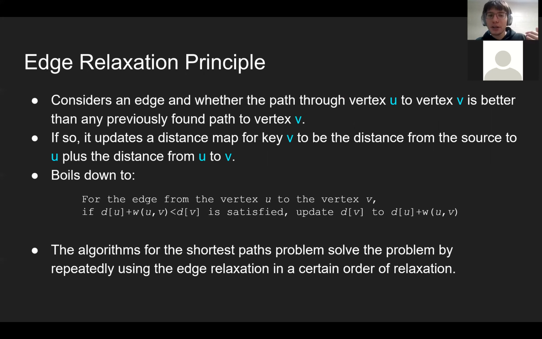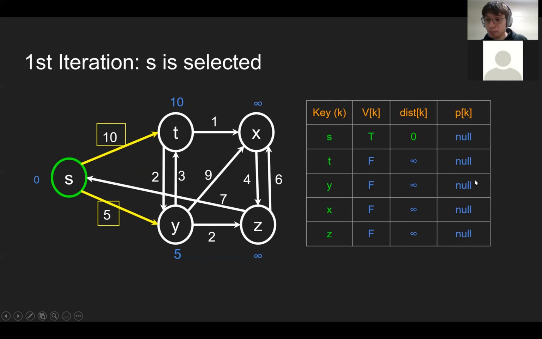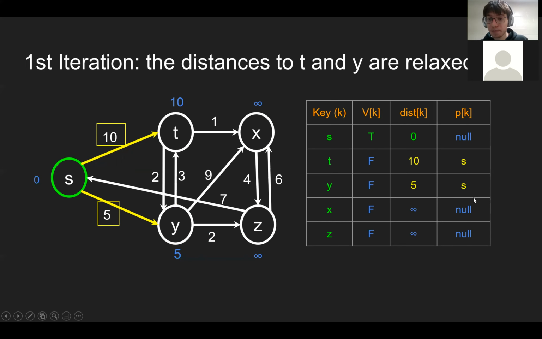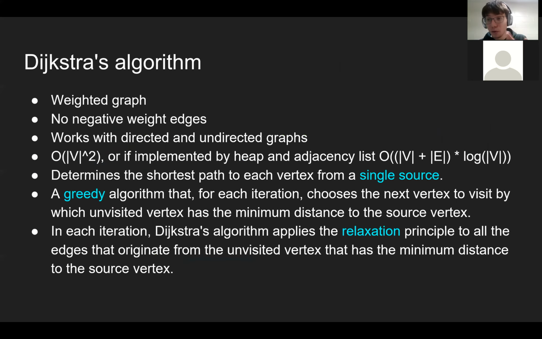As an example, going back here, even on the first step, when we relaxed S, the distance from S to Y became smaller. The distance from S to S plus the distance from S to Y was 5, which is smaller than infinity. Because of that, we update Y here to be 5 and its predecessor to be S. And so we just keep doing that at each step. Whenever we relax, that's what we do. And it just works by solving this problem repeatedly using edge relaxations until everything has been visited.